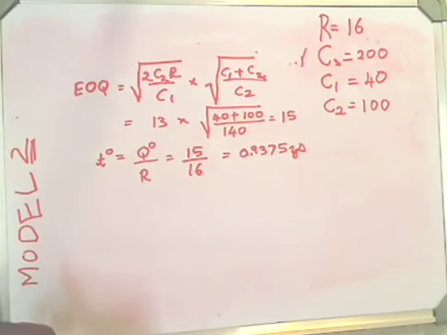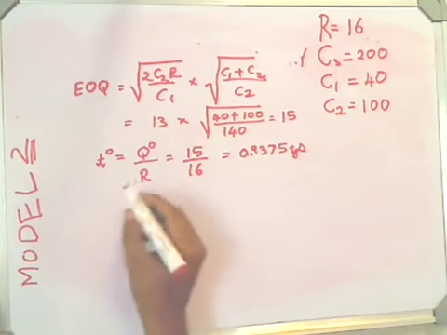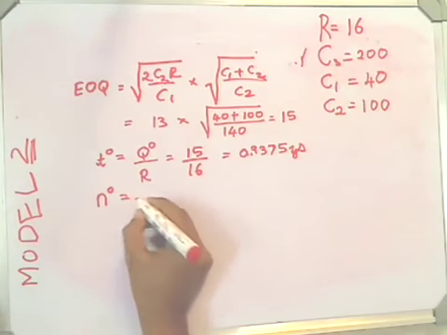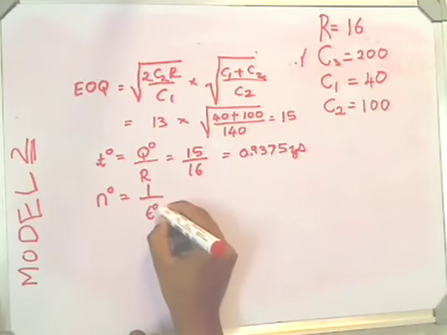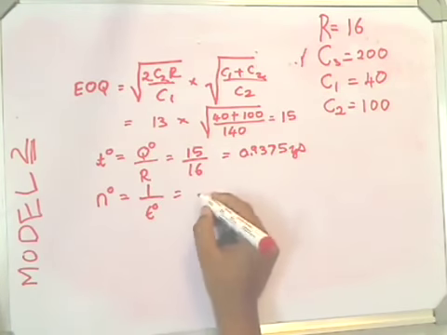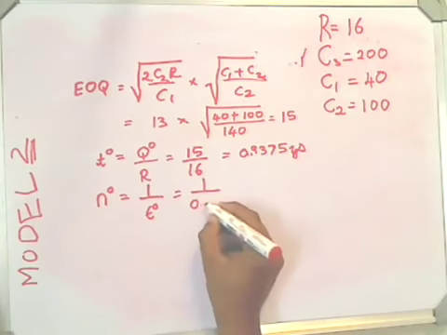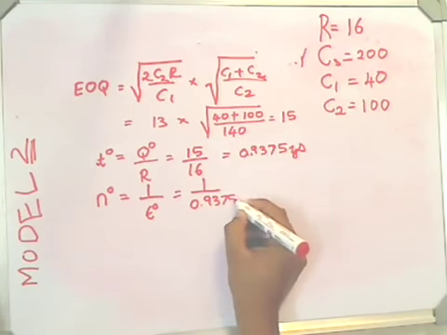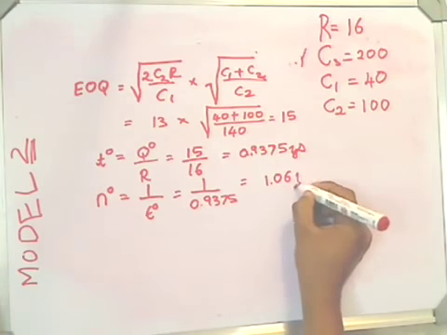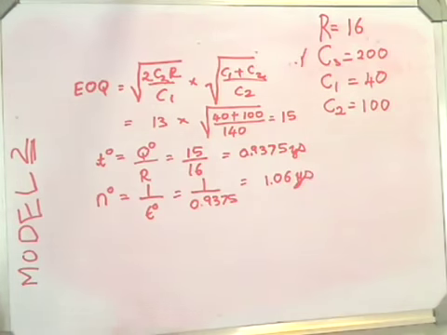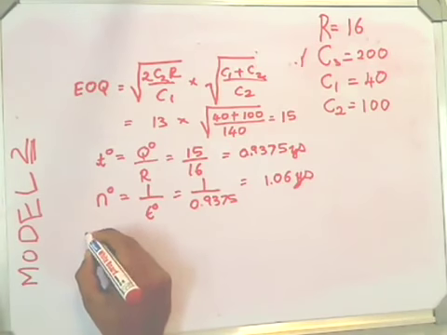And then frequency of replenishment. Now this is given as N naught. N naught would be equal to 1 divided by T naught. 1 divided by T naught is nothing but 1 divided by 0.9375, and this should give me 1.06 years. Okay, and now coming to the other ones that get a little bit lengthier, the minimum average cost.